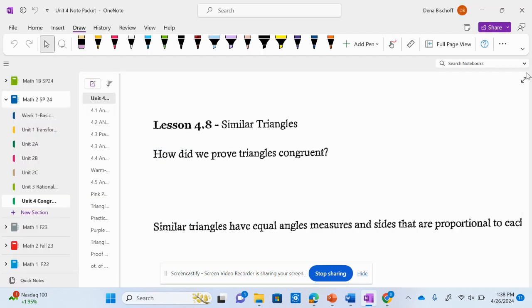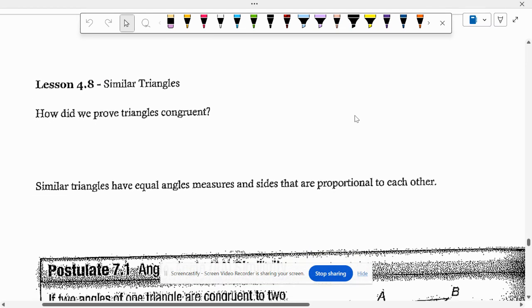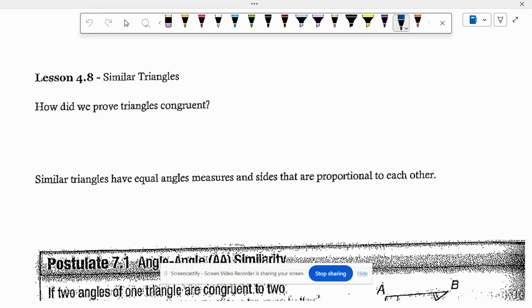4.8. Similar triangles. So not only are we able to prove that triangles are congruent to each other, but we're also going to prove that triangles could be similar. So the first thing I want to talk to you about is how do we prove that triangles are congruent? What are the theorems or the postulates that we use? So how do we prove triangles congruent?